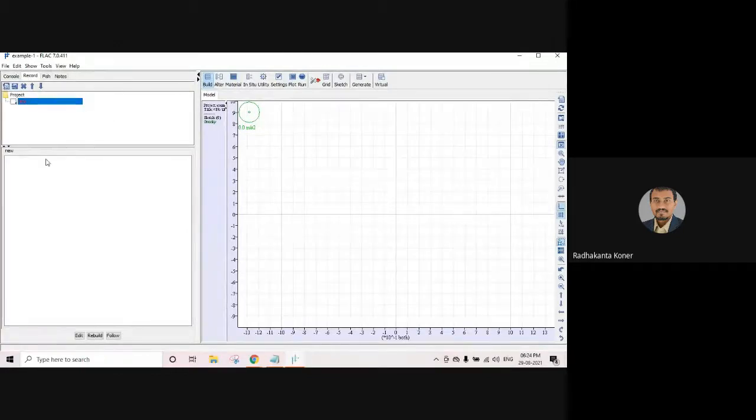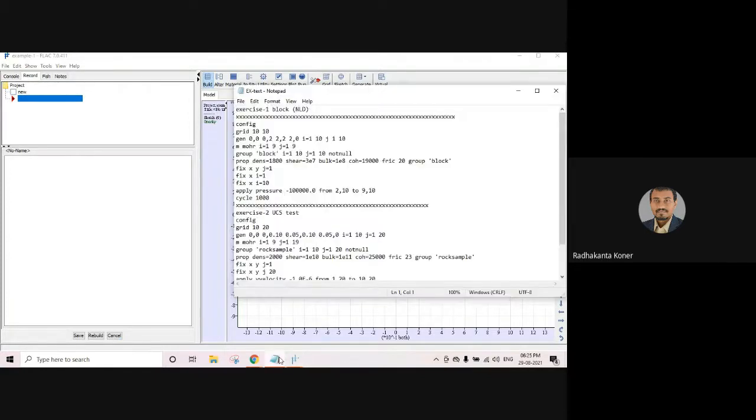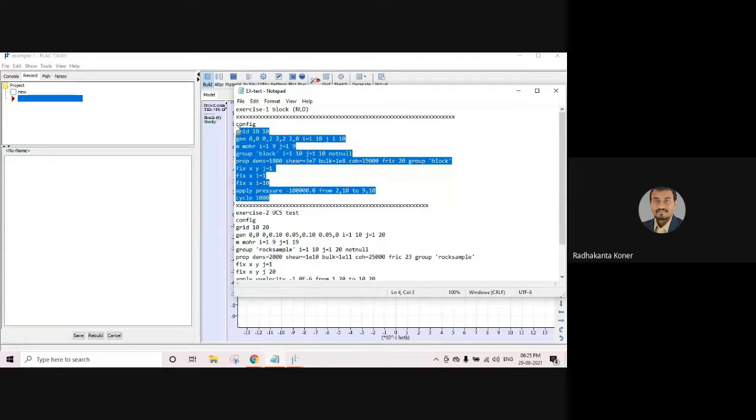You start by giving a dimension of a 2 meter by 2 meter block. We need a block. So how to start with that? Copy that. Take all. I will explain one by one.